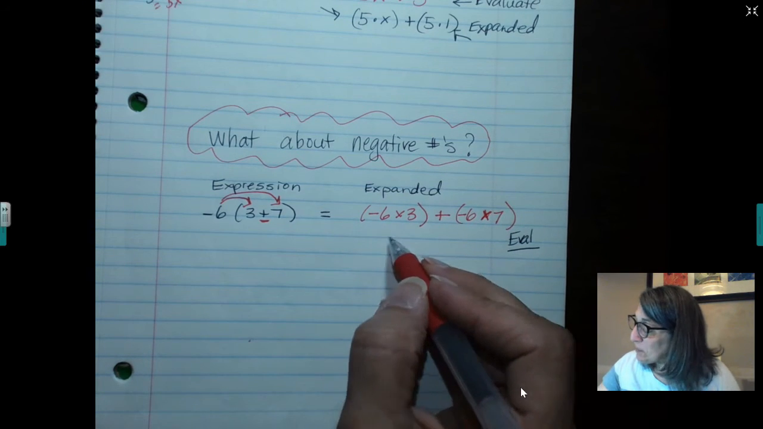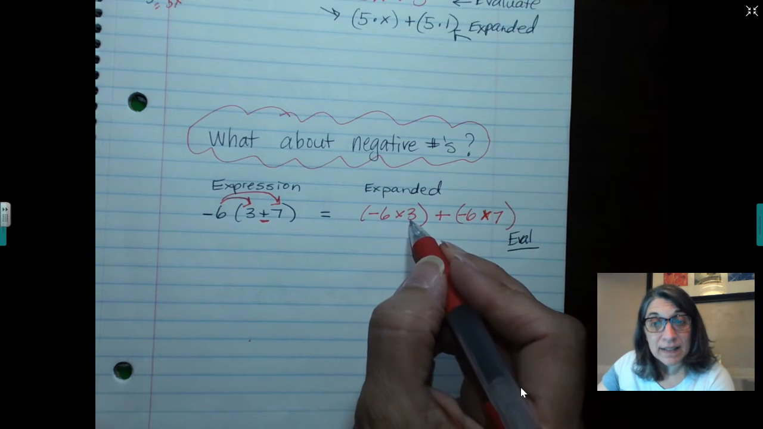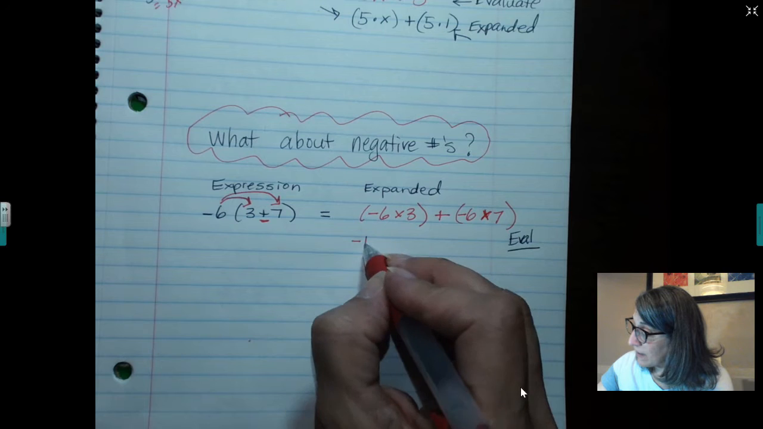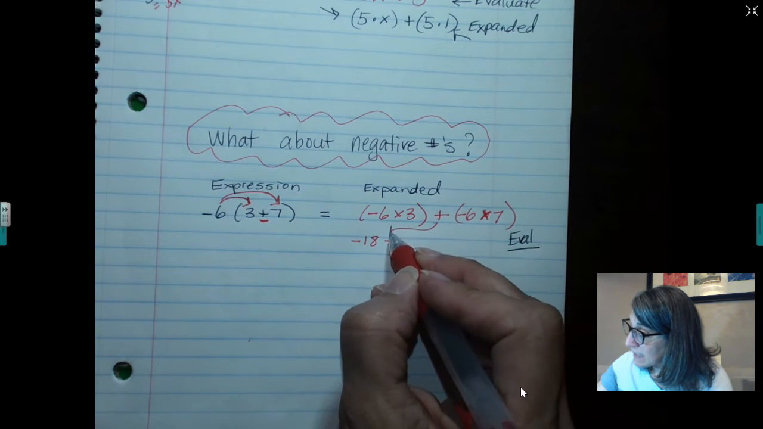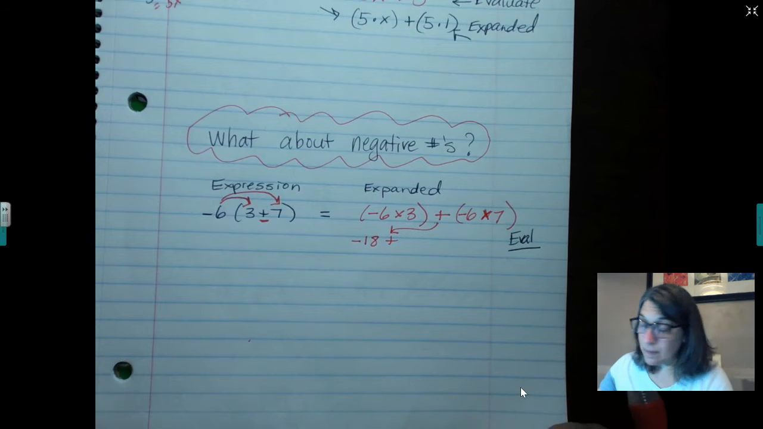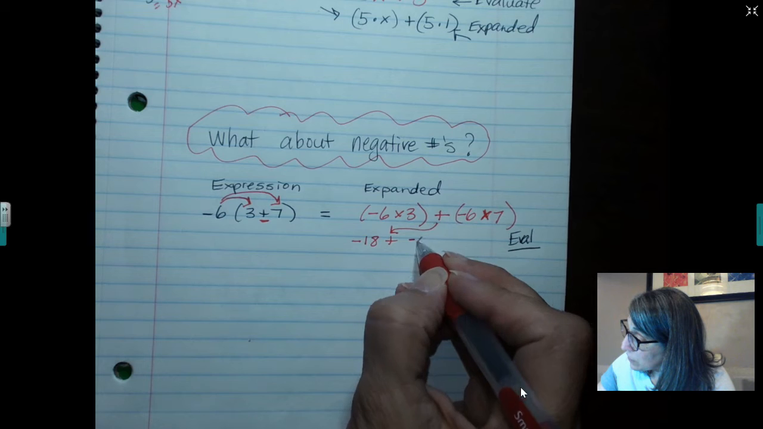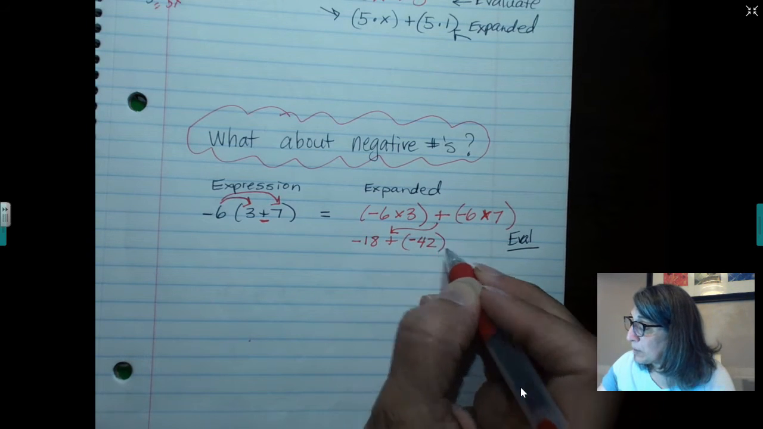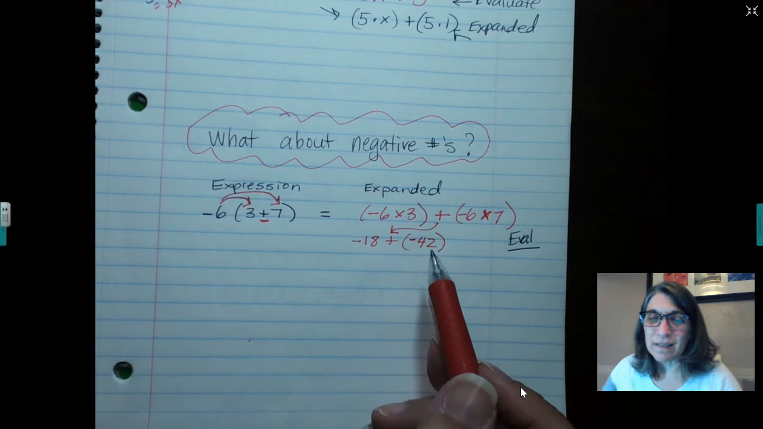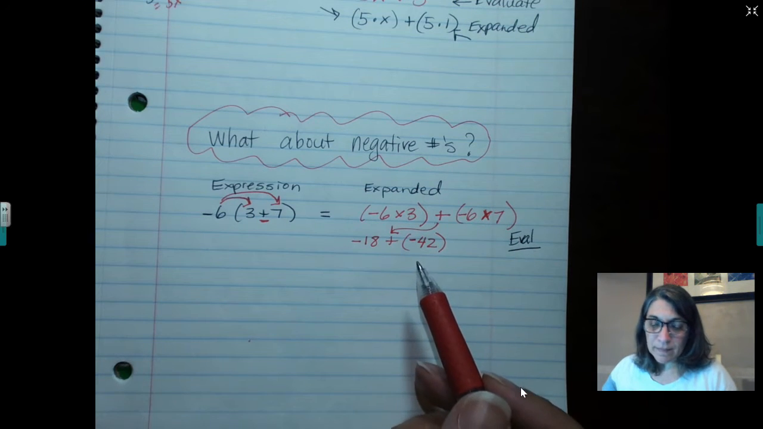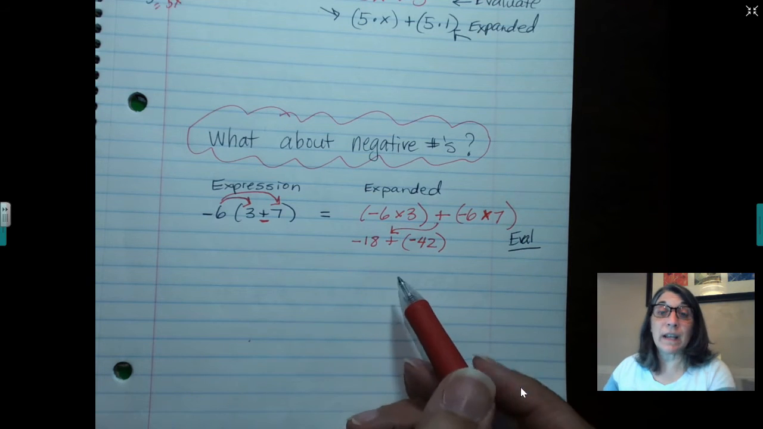All right, so I'm going to multiply my negative 6 times 3. Negative times a positive is a negative, so this is a negative 18 plus, don't forget to keep that plus sign, negative 6 times 7 is negative 42. I'm not going to put that in parentheses just because I've got a plus sign there. I don't want to have a plus negative. They just kind of get crowded. And then that last thing I need to do is add my 2 negative numbers.